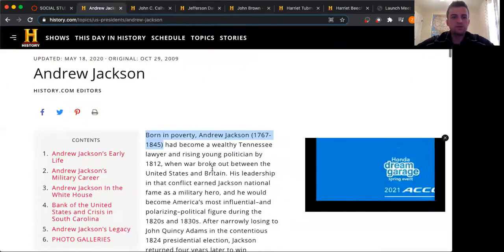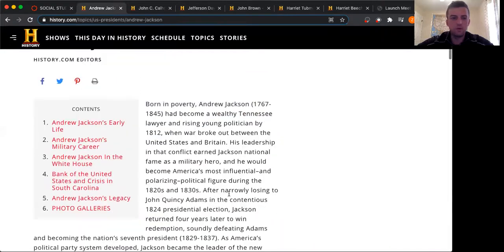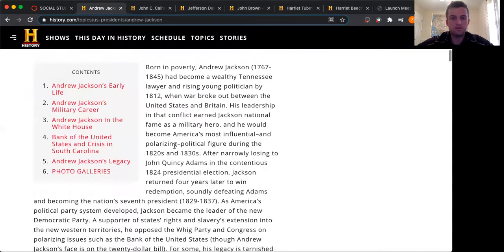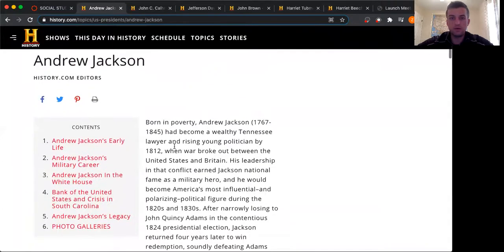Andrew Jackson was a president that came to power prior to the Civil War, but his buildup to the Civil War is extremely important simply because as president, he didn't really support any sort of legislation that stopped the spread of slavery.